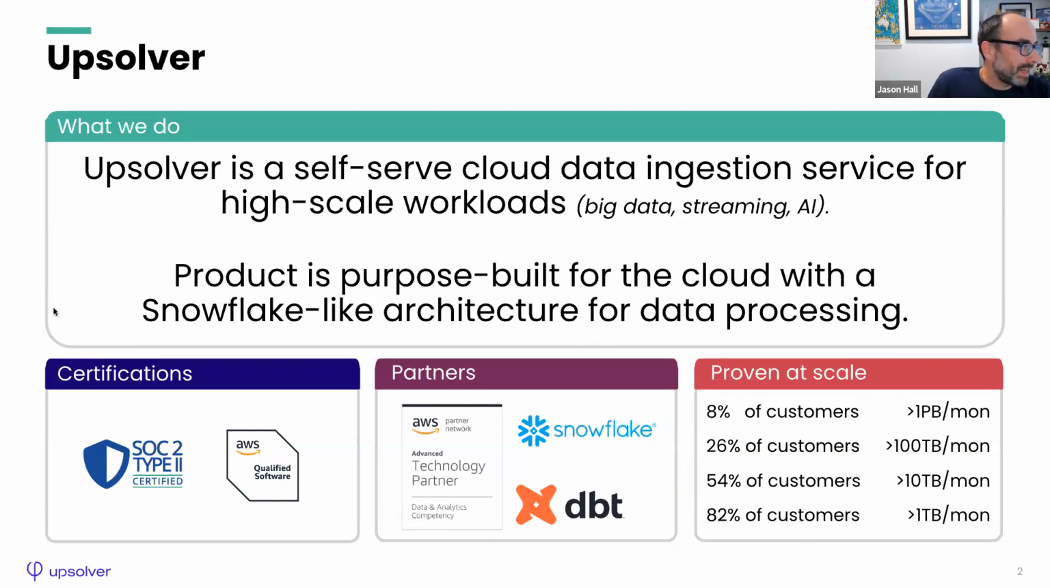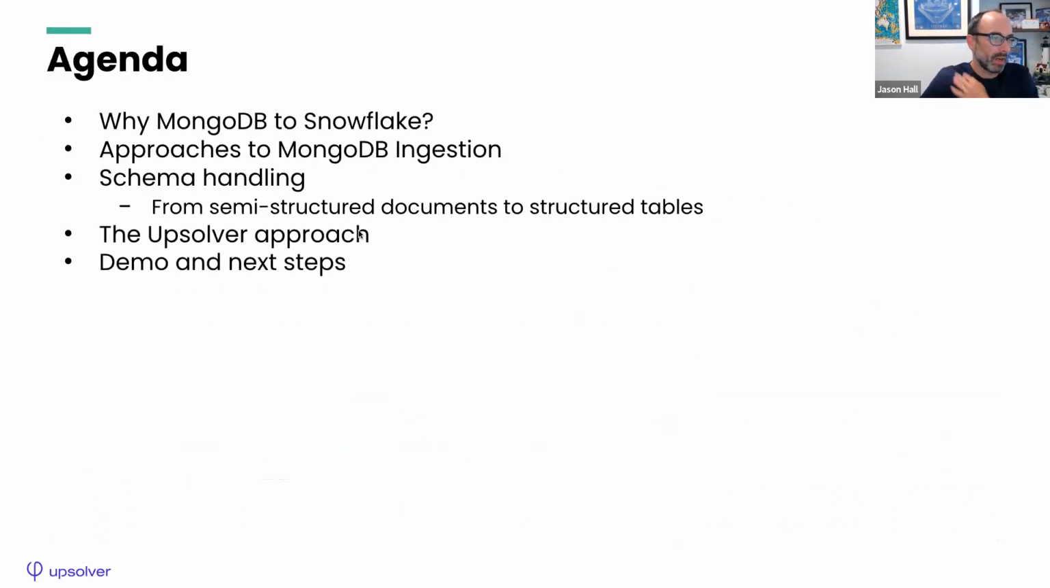So with that said, here's the agenda for the session today. We'll start by talking through the MongoDB to Snowflake use case in general. Why are customers choosing MongoDB? Why might we need to get data to Snowflake? That should hopefully provide a lot of context around how Upsolver can ingest Mongo to Snowflake. We'll then talk about some common approaches to MongoDB data ingestion, both from the MongoDB platform itself, as well as some APIs and interfaces that data ingestion can occur from.